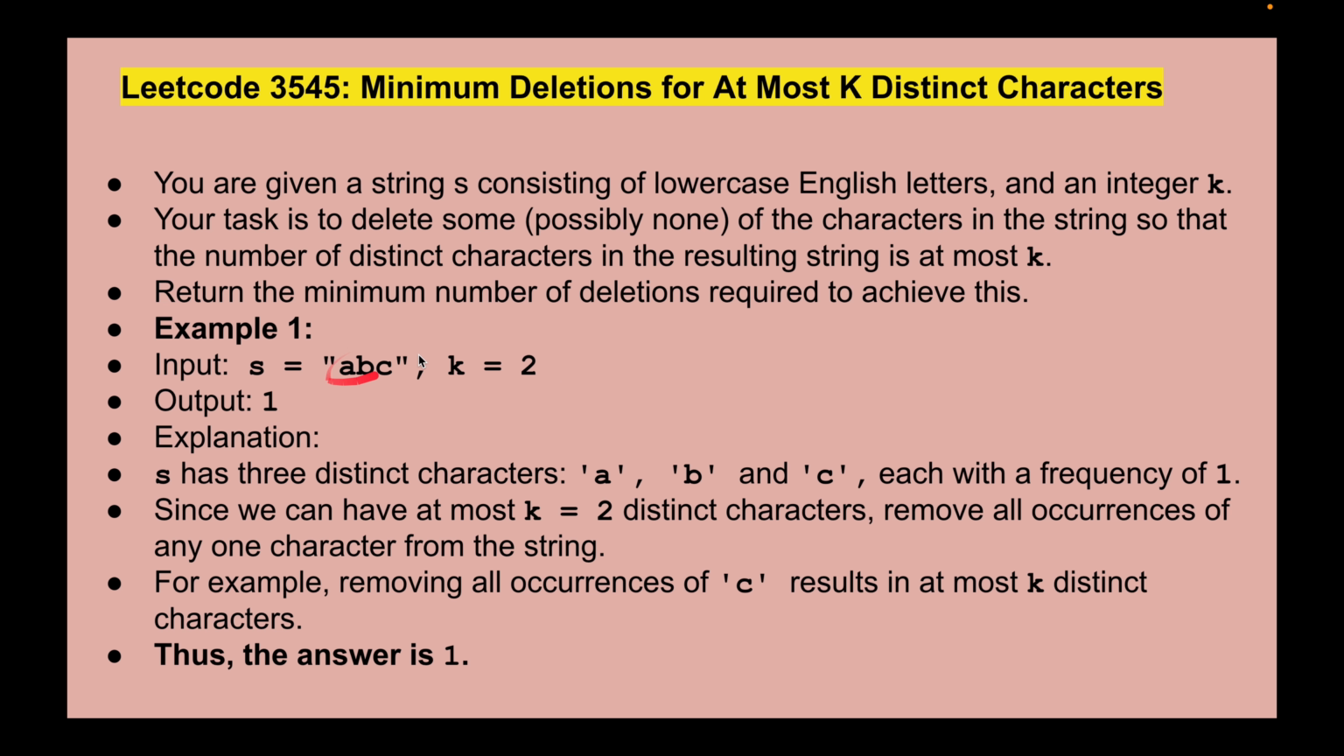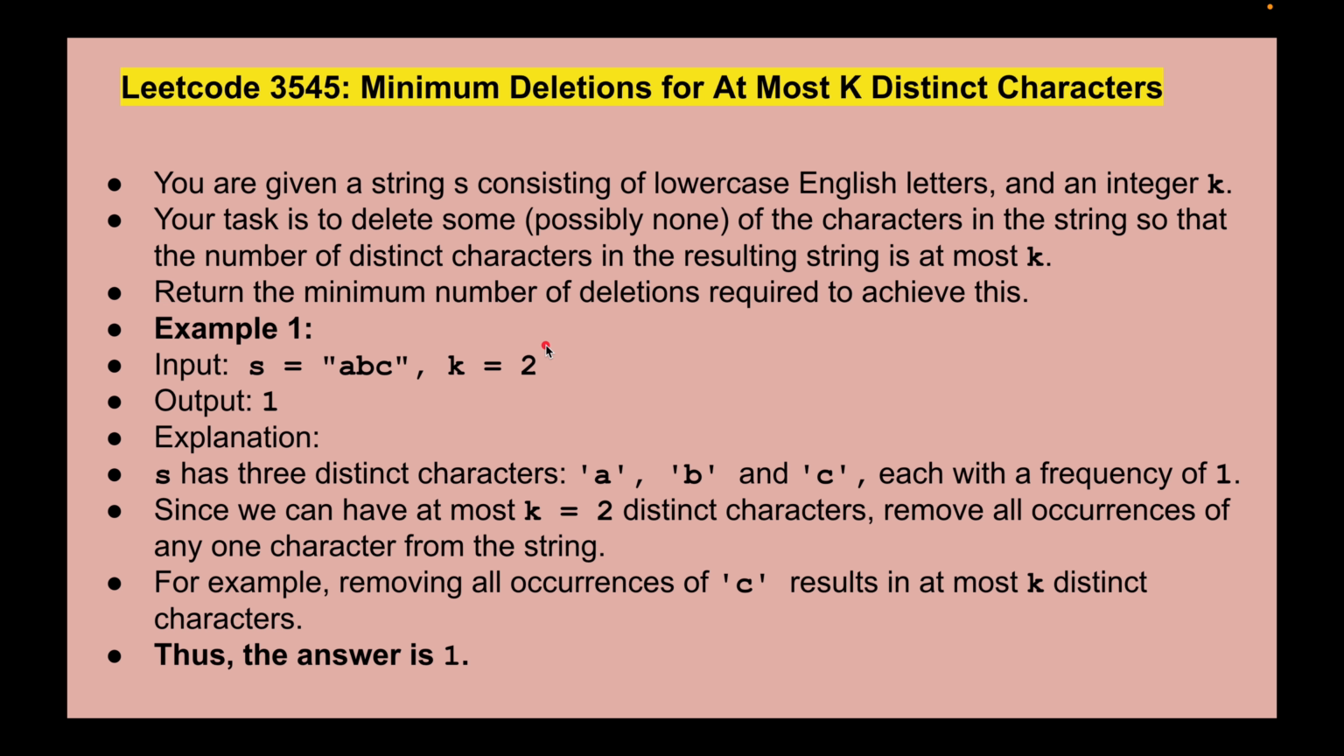So we are seeing the result as 1 deletion required. How many deletions are required? Minimum is 1. With 1 deletion of the character, we can make it k equal to 2 distinct characters. I hope you understand, right? So in the problem statement we have been given a string s of lowercase English letters, and k, an integer.